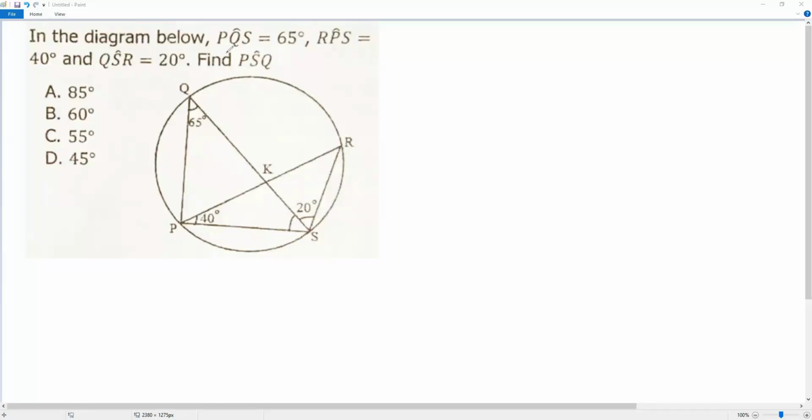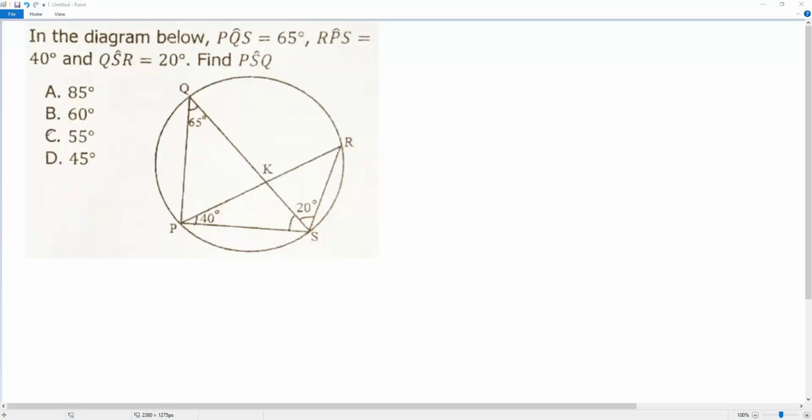In the diagram below, the measure of arc PQS is 65 degrees and the measure of arc RPS is 40 degrees and the measure of arc QSR is 20 degrees. And we have to find the measure of arc PSQ.